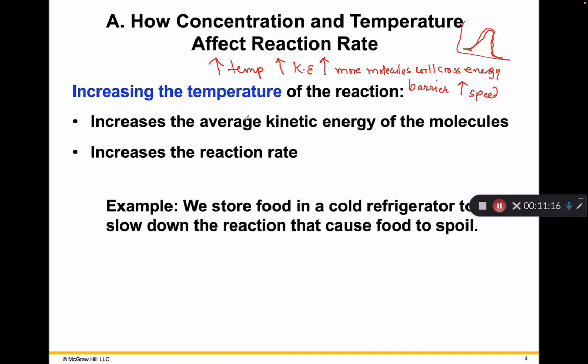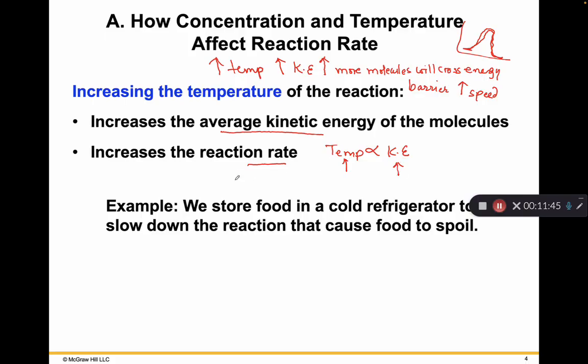So increasing the temperature means we will have an increase in average kinetic energy. That's how the reaction rate will speed up, because temperature is directly proportional to the kinetic energy of molecules. If you increase temperature, the kinetic energy will also increase.